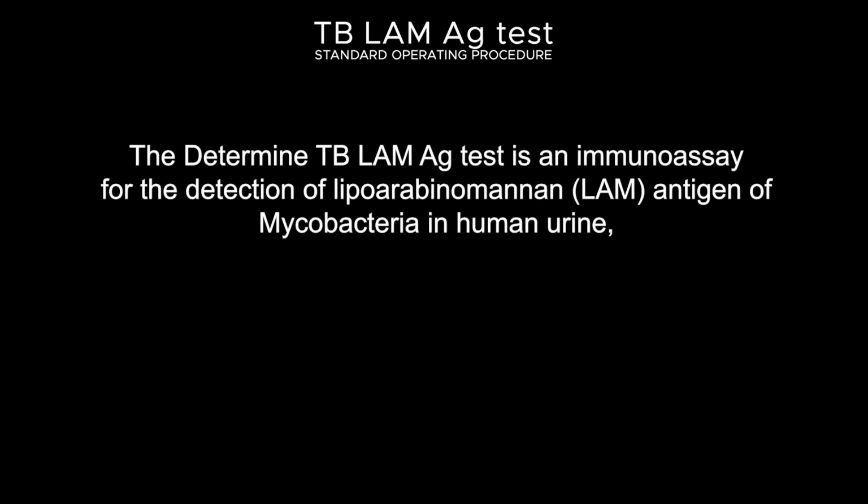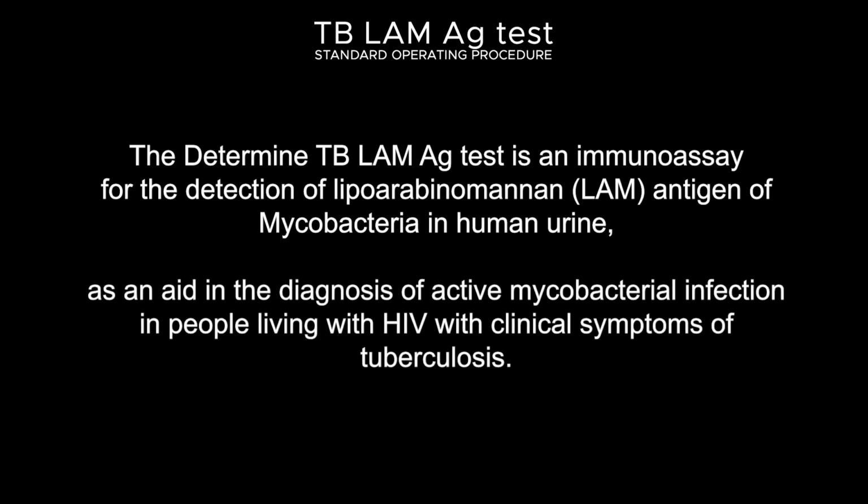The Determine TB LAM test is an immunoassay for the detection of LAM antigen of Mycobacterium in human urine as an aid in the diagnosis of active mycobacterial infection in people living with HIV and with active tuberculosis.